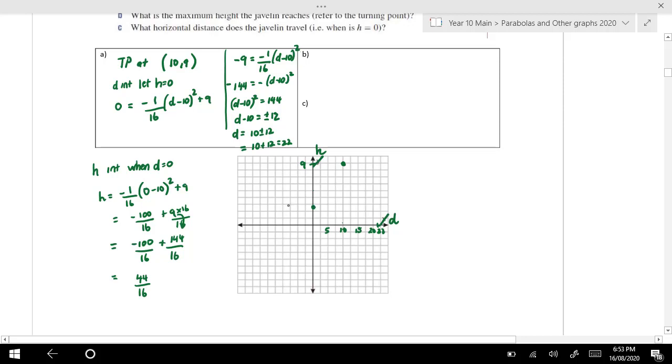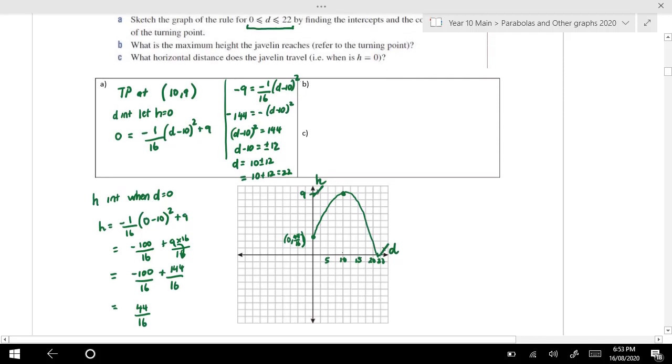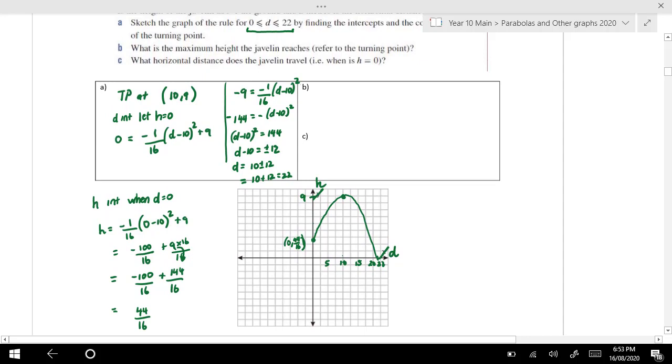That is the coordinate 0, 44 on 16, not quite 3, but it's greater than 2. Think about it: if someone's standing up holding a javelin in the air, the tip of the javelin is going to be between 2 and 3 meters high, and as you can see, that basically comes down, and we've now sketched the path of the javelin.